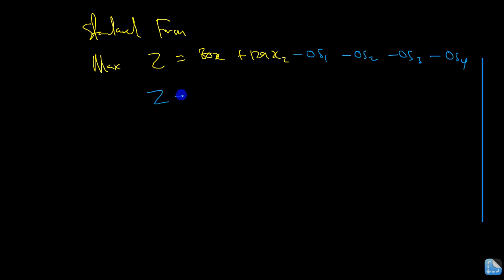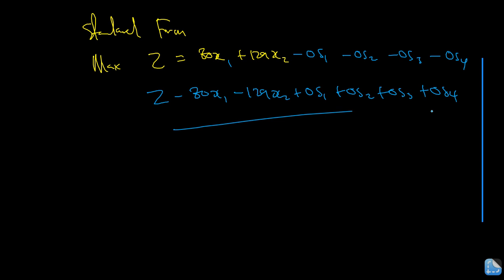So just say z minus 80x1 minus 129x2 plus 0s1 plus 0s2 plus 0s3 plus 0s4. So we are done here. So this is the standard format or the standard form. All right, okay, so now once we have done that, what is the next thing that must come?